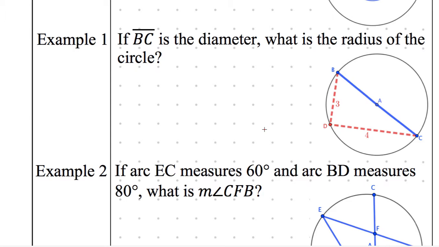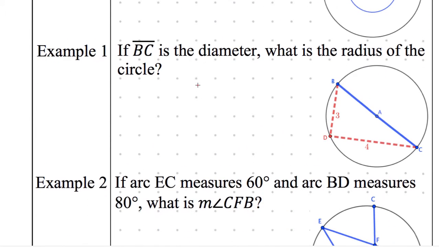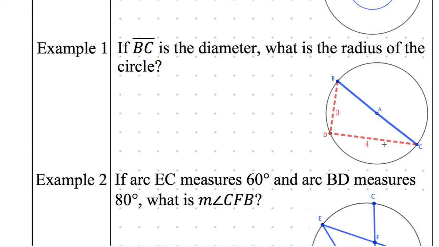All right, so let's look at an example using one of these other implications. So now we know BC is the diameter. I'm telling you that. I need to find the radius of the circle. I need to find either this length BA or this length AC. How am I going to do that?